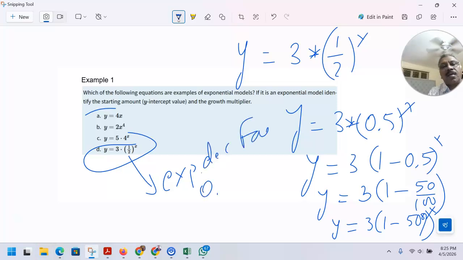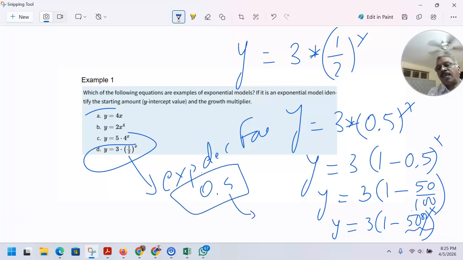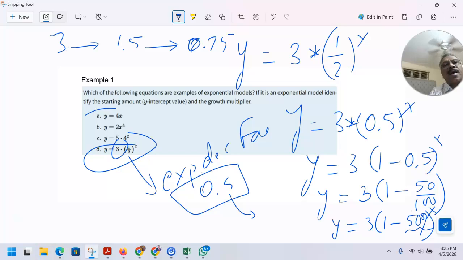So there is a 50% decrease, or exponential decay. The exponential decay factor is 0.5. And how much does it decrease? It decreases by 50% each time. Suppose 3 was the beginning. If 3 was the beginning, the next one is half of 3, which is 1.5. And then the next one, 1.5 becomes 0.75 like this. And likewise, it goes for every input increase of 1.